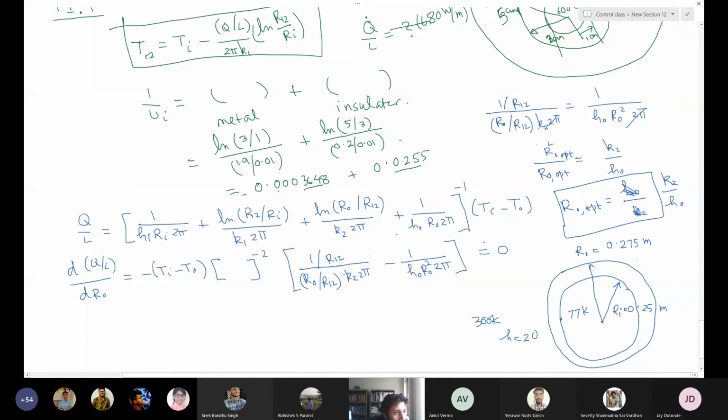Is the thermal conductivity of the insulation given? Yes, sir. It is 0.0017. Okay, 0.0017. So Ki equals 0.0017.